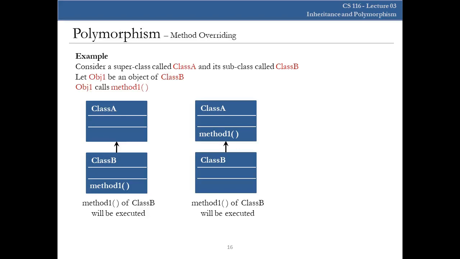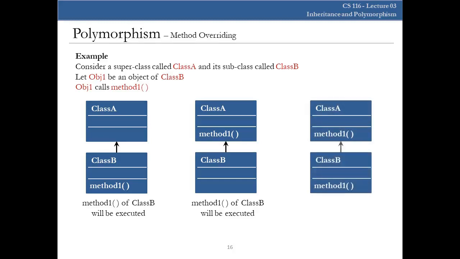So the point here is that your machine will always start searching from the child class, or the class of which the object is. Like I said, obj1 is an object of class B, so it will be searched in class B first, and if the machine doesn't find it there, then it will go to the upper hierarchy, right?